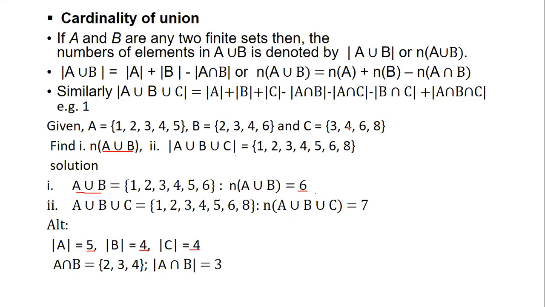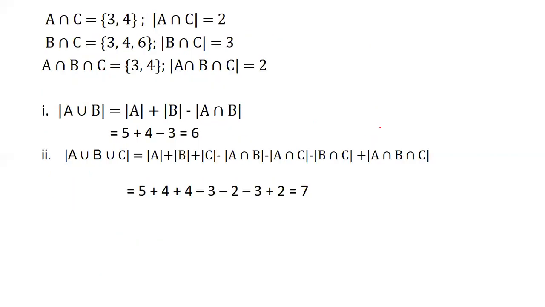What about B intersection C? This and that. We have 3 here, 4 here, and 6. So B intersection C becomes the set of 3, 4, 6. Hence, the cardinality of B intersection C is also 3. That's what we have here. Then we find the intersection of all three. Let's go there and see.